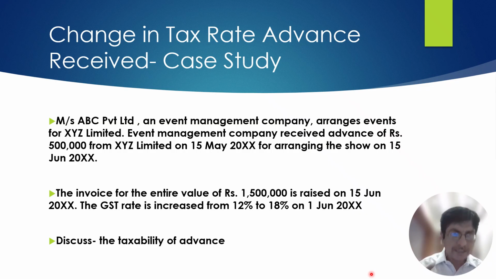So in this case, the event management company needs to pay the differential 6% on 15th June. Time of supply is 15th June and they need to pay the differential 6% on this 5 lakh rupees. Tricky question, but important. Okay, have you understood?